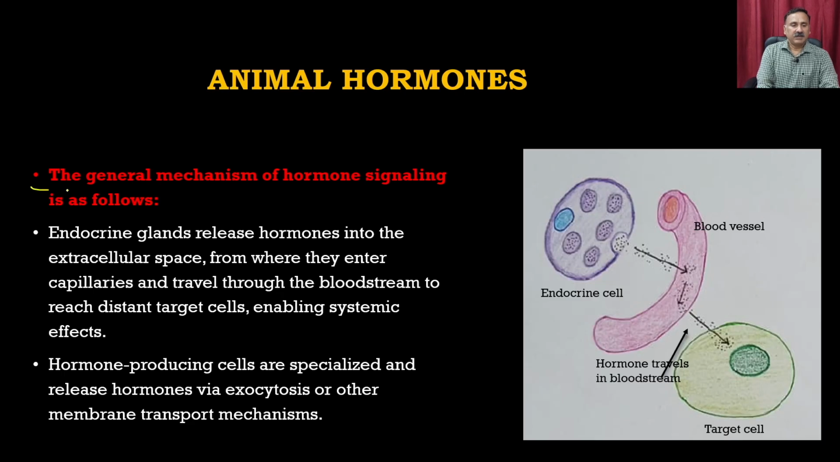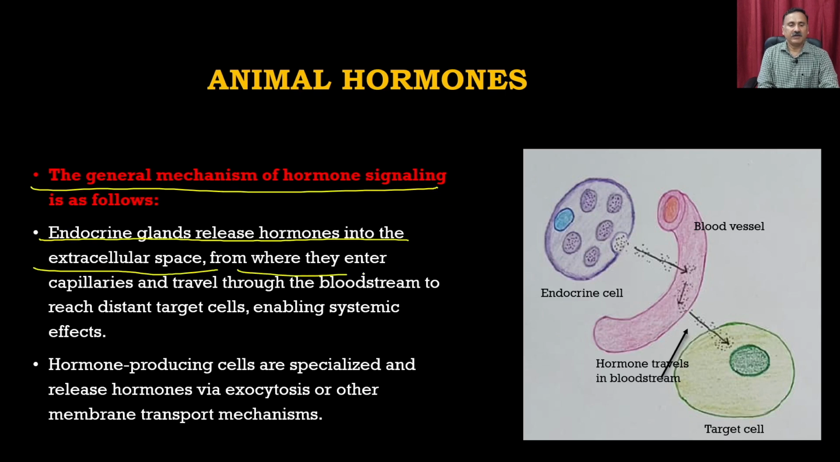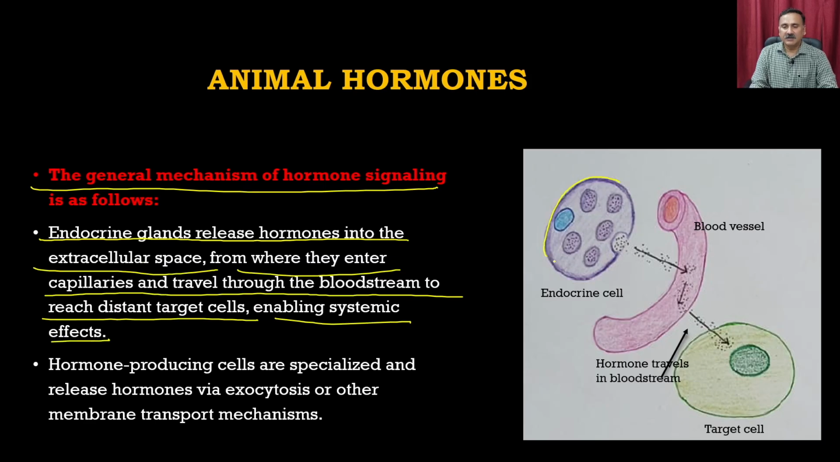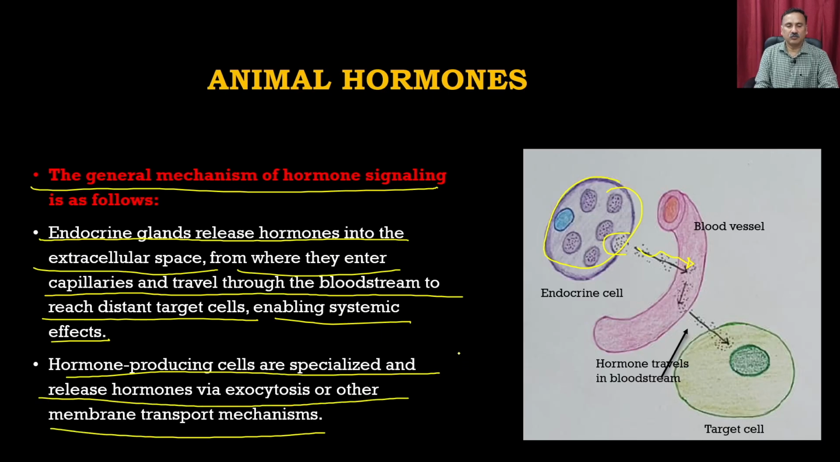So what is the general mechanism of hormone signaling? The endocrine glands release the hormones into the extracellular space, from where they enter the capillaries and travel through the bloodstream to reach the distant target cells, enabling a systemic effect. So this is the endocrine gland, and it is secreting the hormone. Then it goes into the bloodstream. Hormone producing cells are specialized and release the hormone via exocytosis or other membrane transport mechanisms.